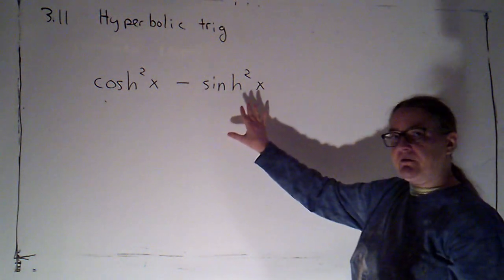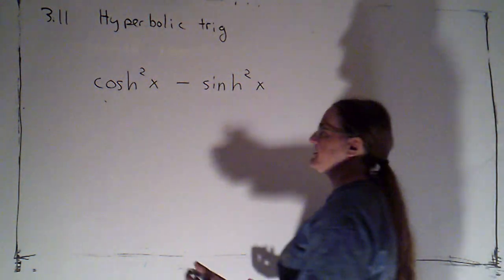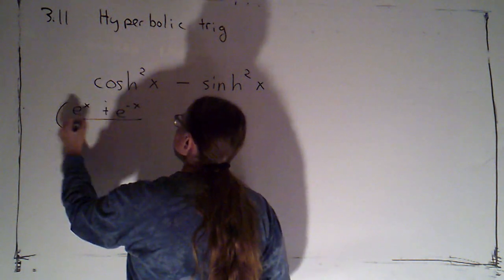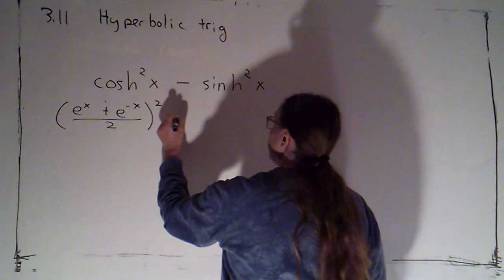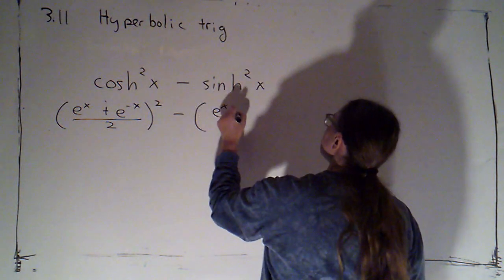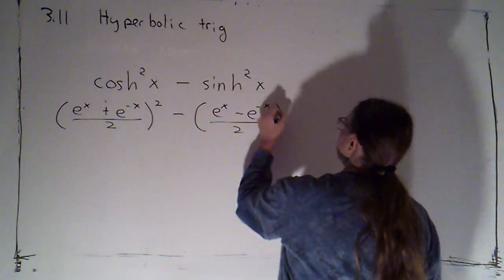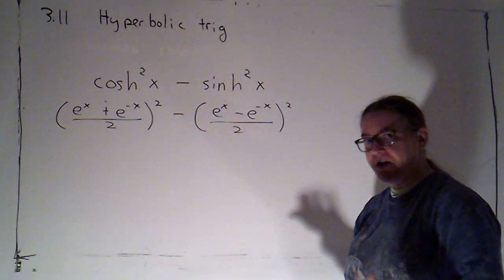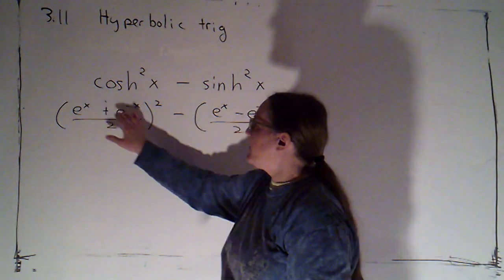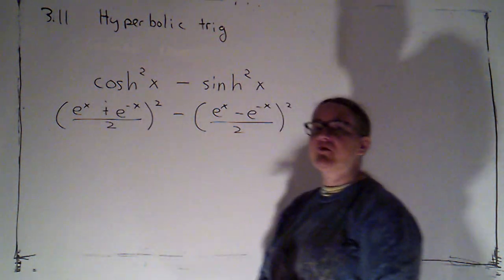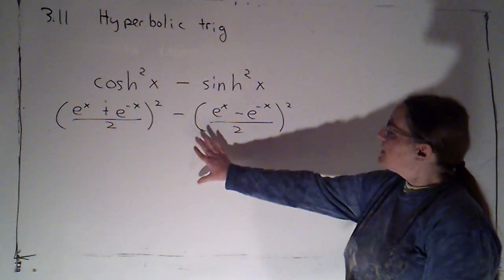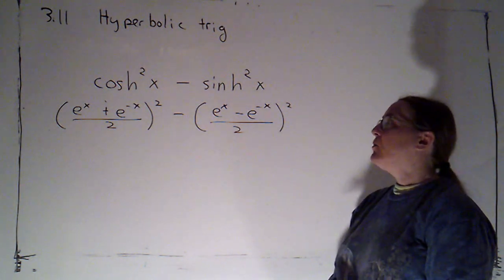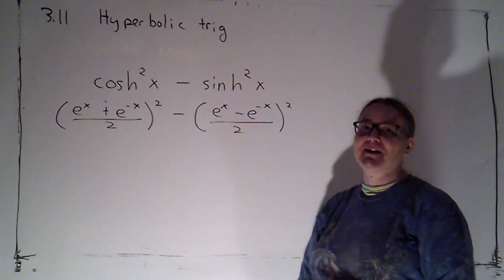The way you're going to have to do that is by using the definitions of cosh and sinh. So cosh squared will be e to the x plus e to the negative x over 2, squared. And sinh squared will be e to the x minus e to the negative x over 2, squared. And of course, you're going to need to remember that when you square a fraction, you square the top and you square the bottom. And that when you square a binomial, the exponent doesn't distribute. You're going to have to FOIL that out. So, pause the video, work out this algebra. You will be deriving one of our fundamental hyperbolic trig identities.